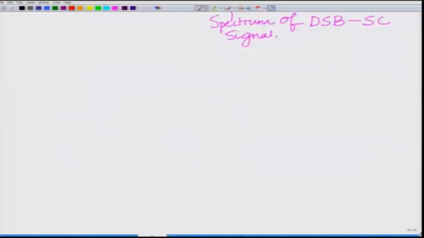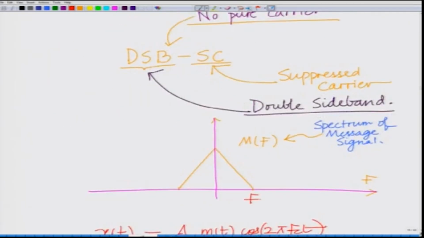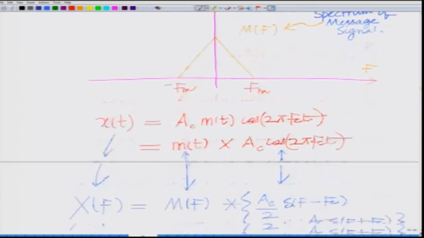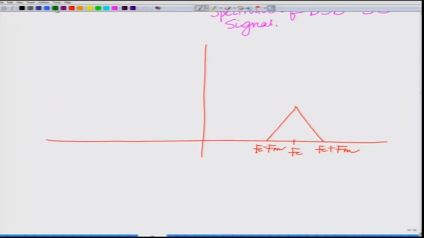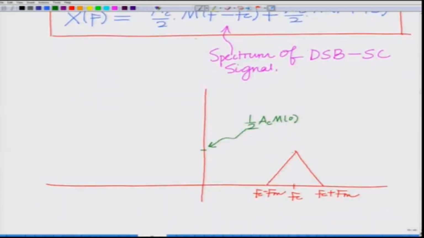Alright. So, let us now describe this schematically. I can draw this. So, I have at fc, this is fc plus fm, fc minus fm, if the maximum frequency component of the message signal we denote by fm, from minus fm to fm. And then this point will obviously be half Ac M(0), the spectrum at f equal to 0. M(0) is the spectrum at f equal to 0.